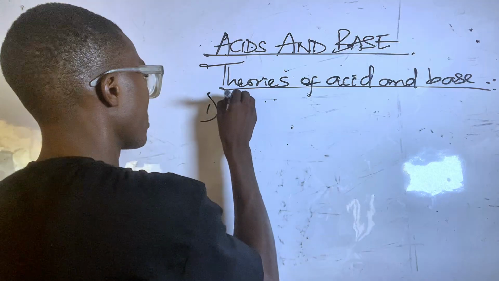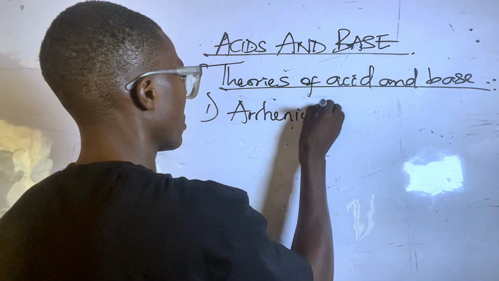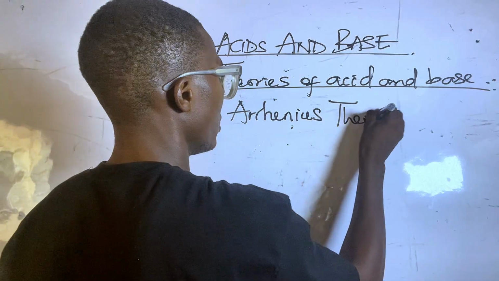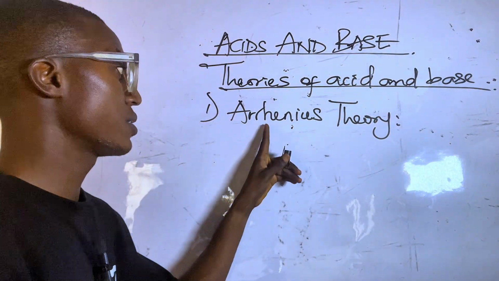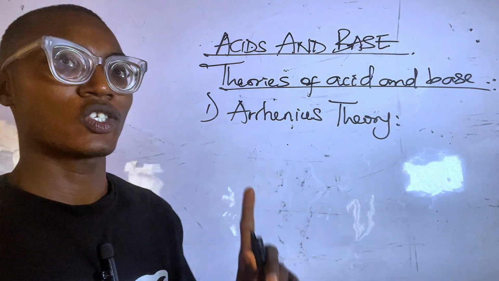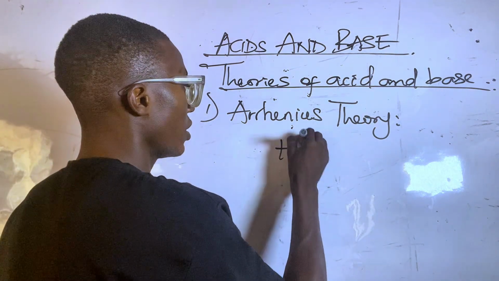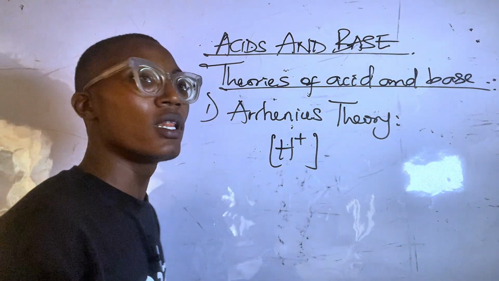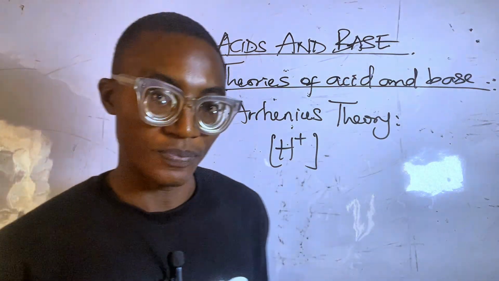The first scientist is the Arrhenius theory. It was this man Arrhenius that defined an acid as a substance which produces hydrogen ion as the only positive ion when dissolved in water.